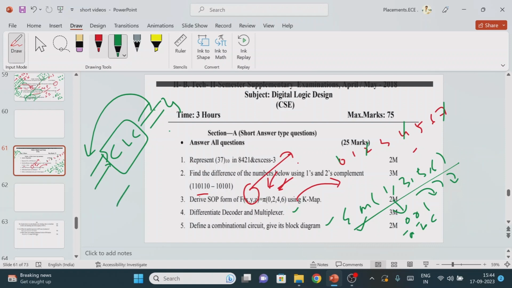For example, if you see an AND gate, this is a combinational logic circuit, right? If you give 1 1 only, you will get the output 1, right? So this output completely depends upon the input. If you didn't give any input, and you are asking for the output, will it give you an output? No, right? Because output depends upon the input means it is a combinational logic circuit, right?